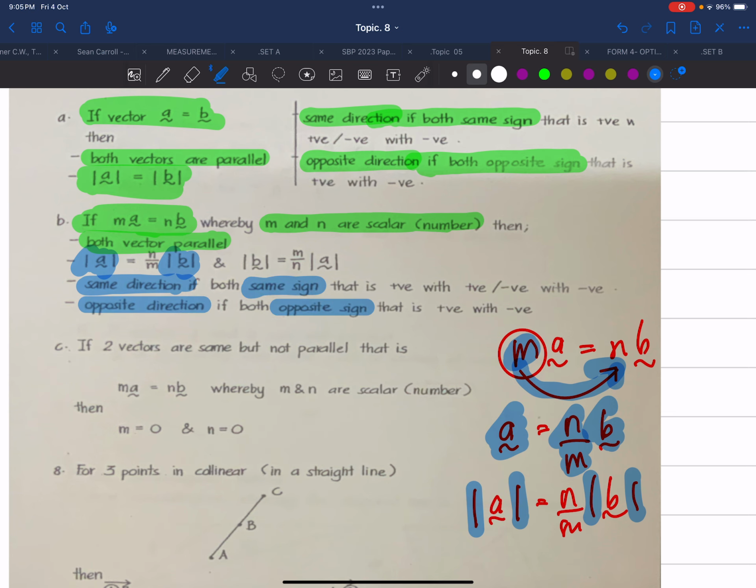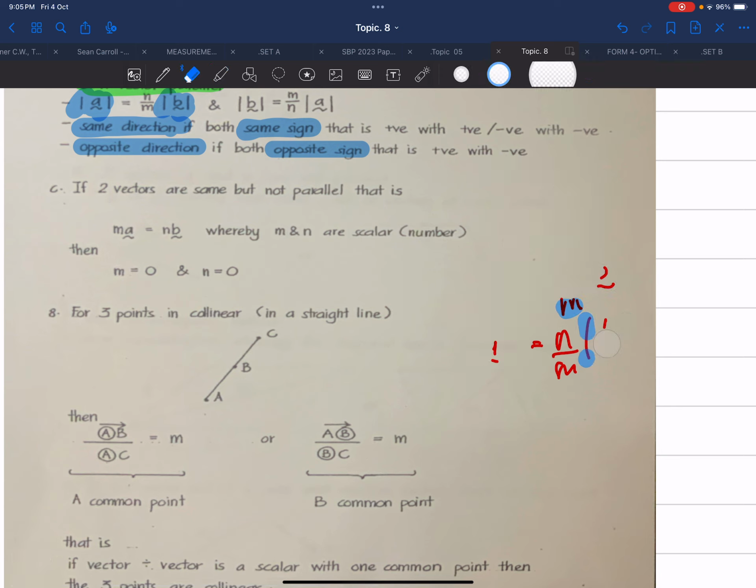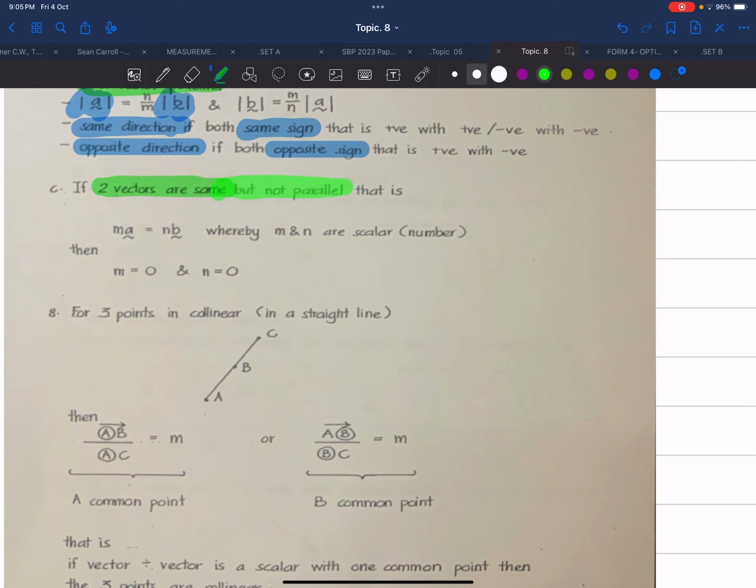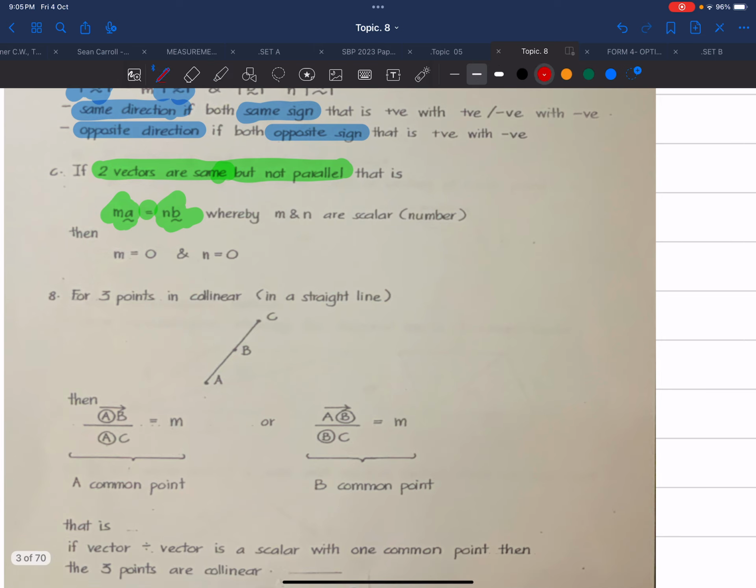Okay? Next, we shall look at a special case, vectors equal but not parallel. Two vectors are equal but not parallel. Example, we are given m vector A equal n vector B. Okay, but if they are not parallel, that means the number m is 0, the n is 0.